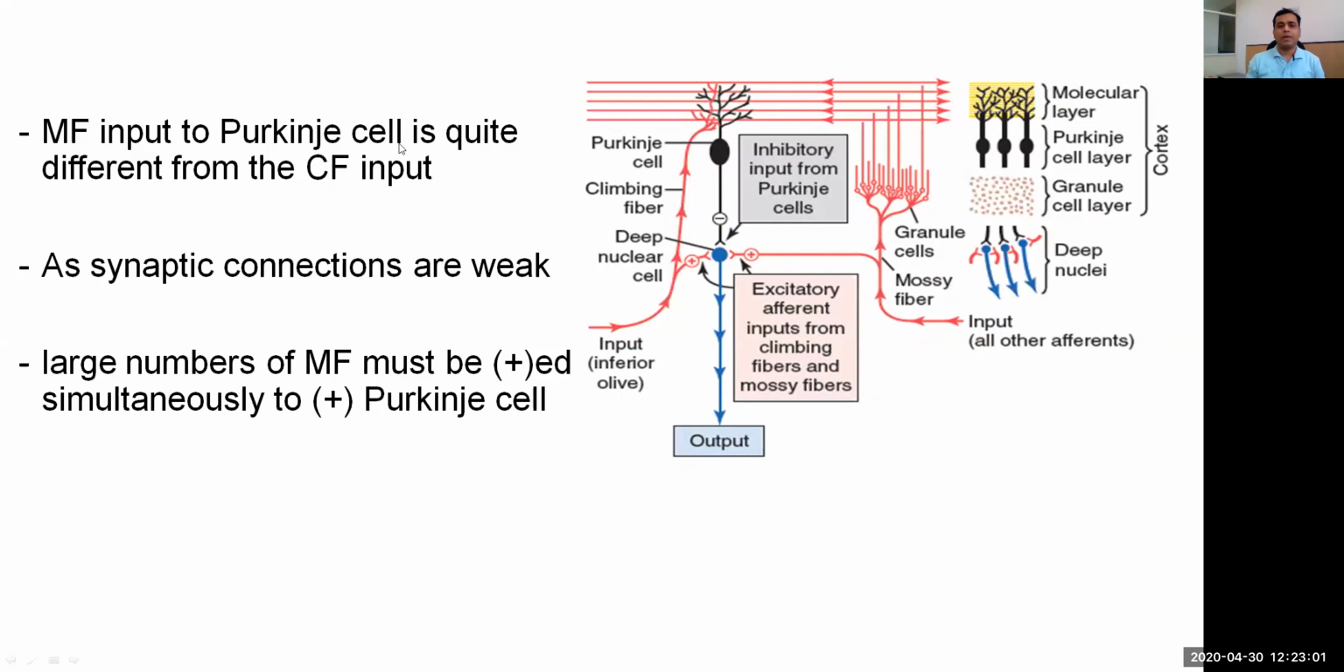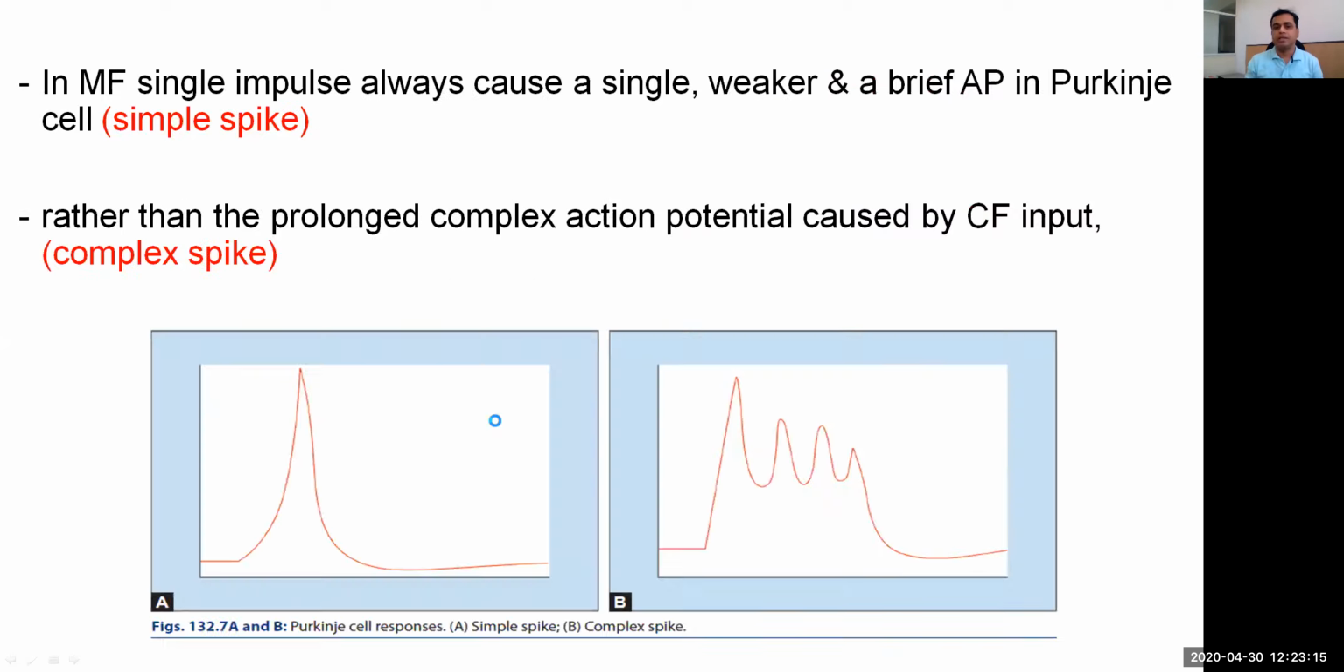Mossy fiber input to the Purkinje cell is quite different from that of the climbing fiber, as synaptic connections are weak in the case of the mossy fiber as compared to the climbing fiber. Therefore, a large number of mossy fibers must be stimulated simultaneously in order to stimulate the Purkinje cell. A single mossy fiber impulse always causes a single weak and brief action potential in the Purkinje cell. That is a simple spike, rather than the prolonged complex action potential caused by the climbing fiber, as we have already seen.